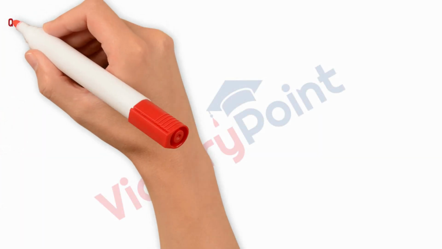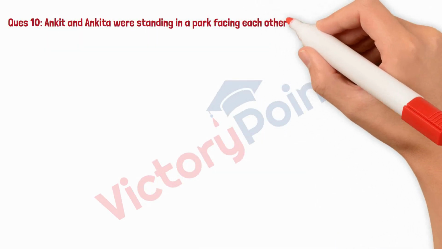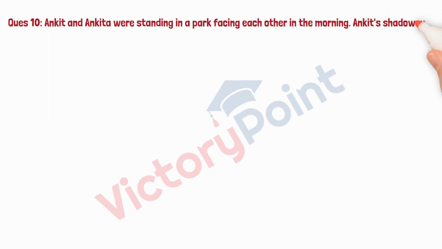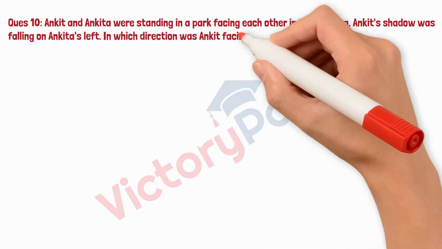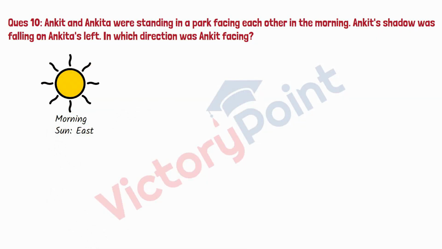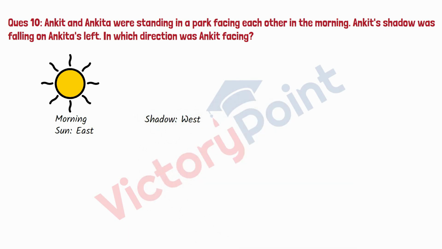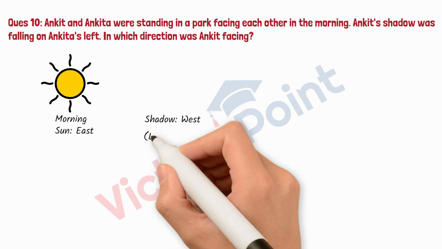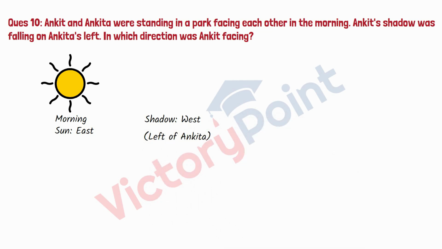Ankit and Ankita were standing in a park facing each other in the morning. Ankit's shadow was falling on Ankita's left. In which direction was Ankit facing? So in the morning sun is towards east and the shadow will be formed towards west. Now we are given that the shadow is towards left of Ankita. So this means west direction is towards left of Ankita.